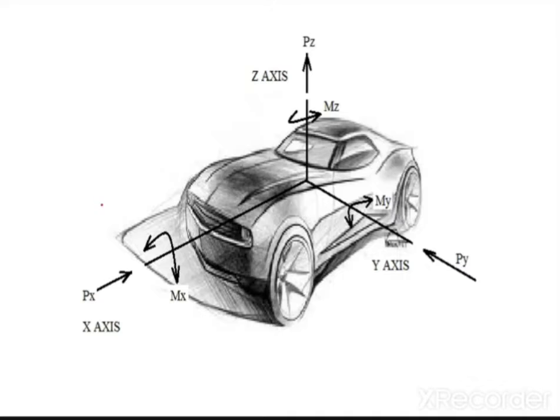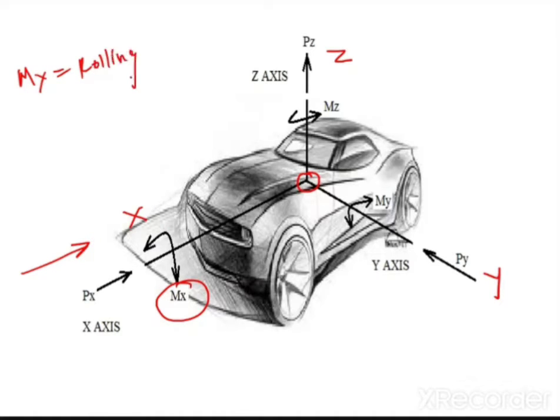Now see. So what is rolling? You have to look from this side. Now this is, guys, the x-axis. Let us say this is point O, this is the z-axis, and this is the y-axis. Okay. So what is rolling? Mx. Mx is the rolling moment. What is Mx? Mx is the rolling moment.